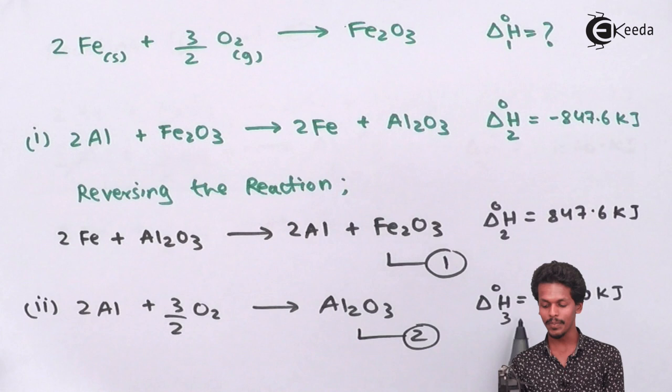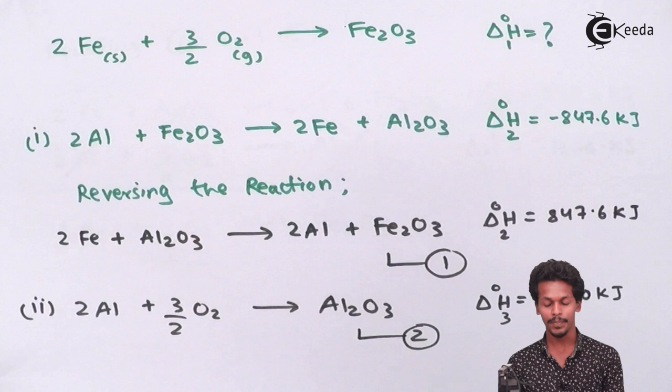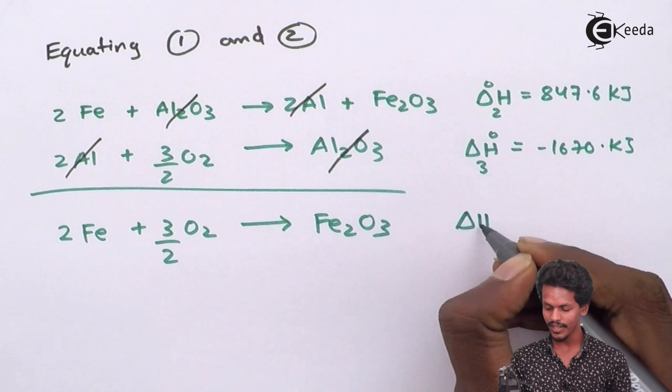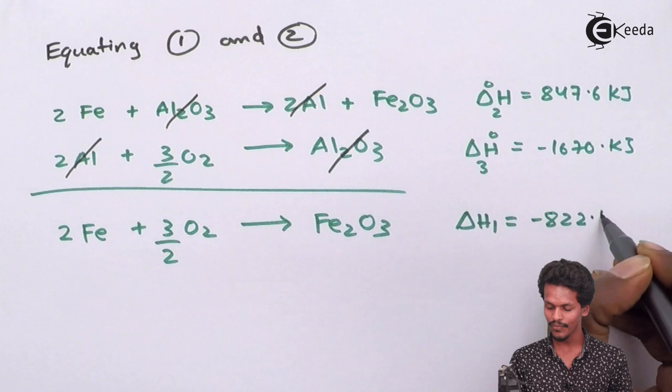Since we have summed up these two equations, the enthalpy of the reactions in equation 1 and equation 3 should also be summed up. So what I will do is add these two equations and let us see what answer we could get. We have basically ΔH1, which is nothing but ΔH2 plus ΔH3, and in this case what we have got here is minus 822.4 kilojoule.